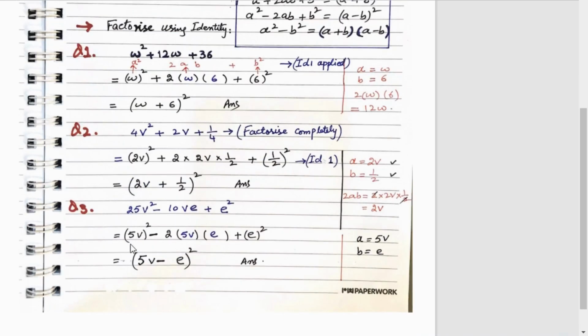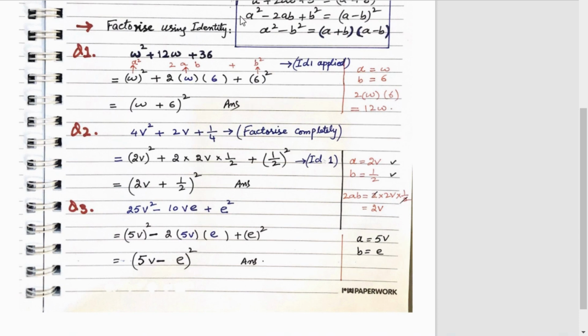Now come to question number 3. I hope it's clear. Again, 25v square minus 10ve plus e square is in front of you, for factorize completely. The same instruction is also with this question. Now look at the sign. There is a negative sign over here. With 25 there is plus sign. When there is no sign there is plus sign. And with e square there is plus sign.